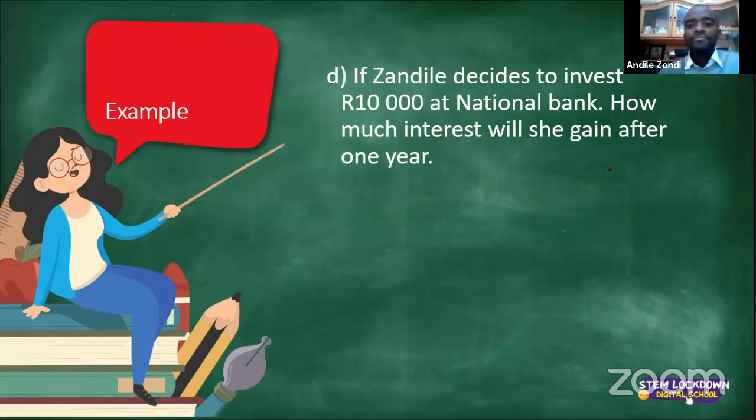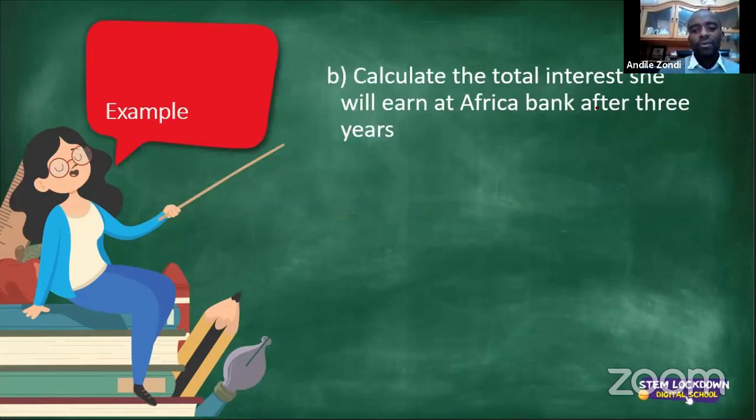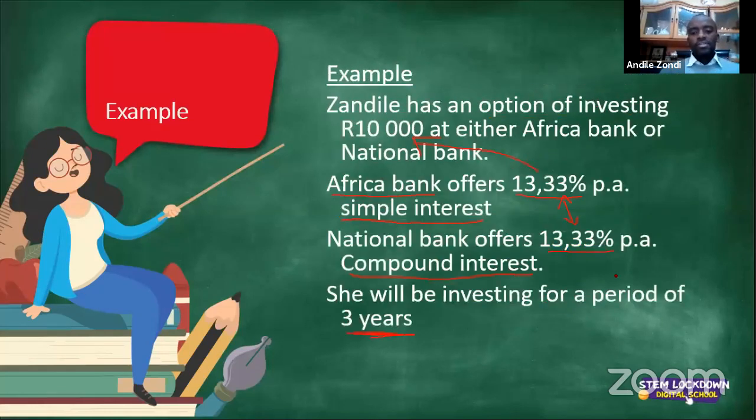Okay, next question. Now, Zandile decides to invest 10,000 at National Bank. How much interest will she earn after 1 year? So we need to know what is the interest rate for National Bank. Obviously, as you read, you need to write notes, but I'll go back to the question. The question information said National Bank offers the rate of 13.33% compound interest.